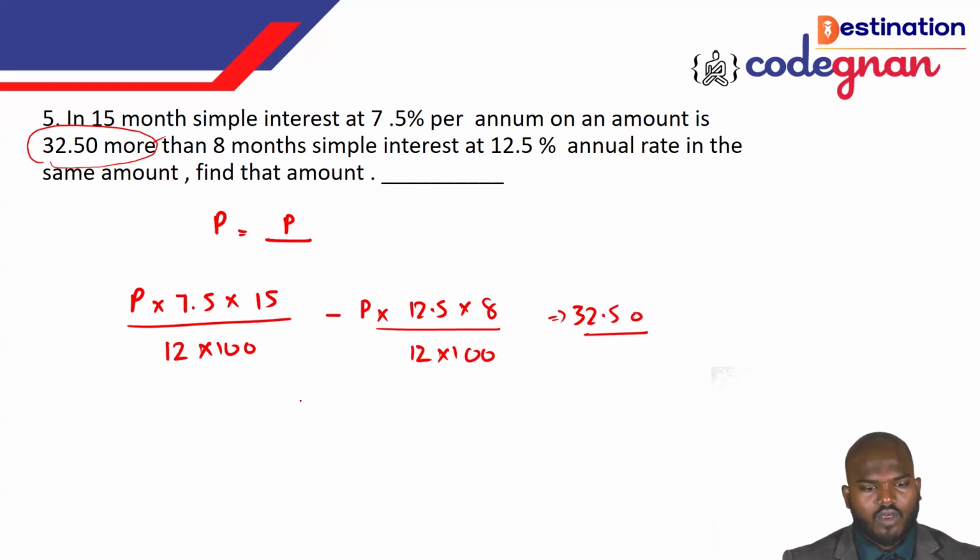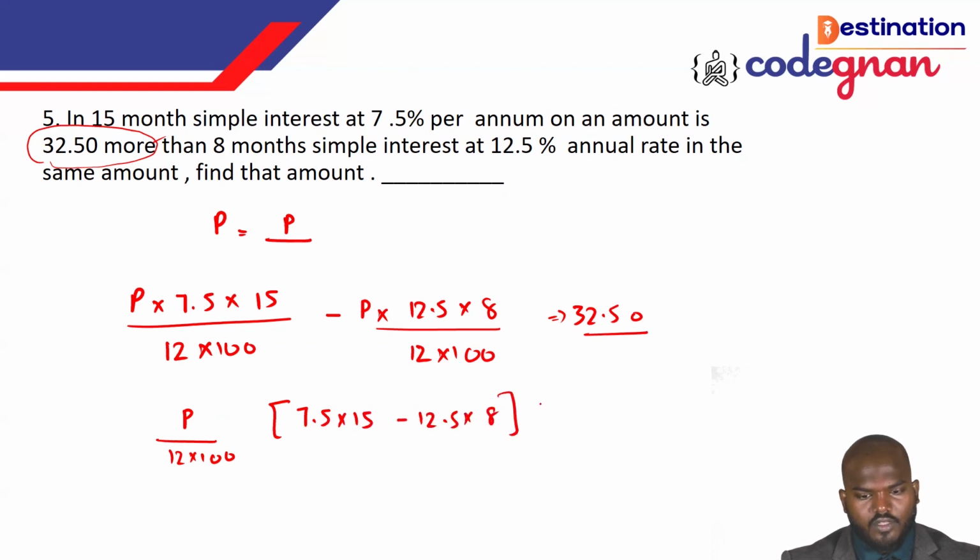If you see this one, what are the common terms? That is P by 12 times 100. You can take it as common. And then that is 7.5 times 15, minus 12.5 times 8. You can write this one, and you can equate it to 32.50. And you see this one, it will give you the answer.